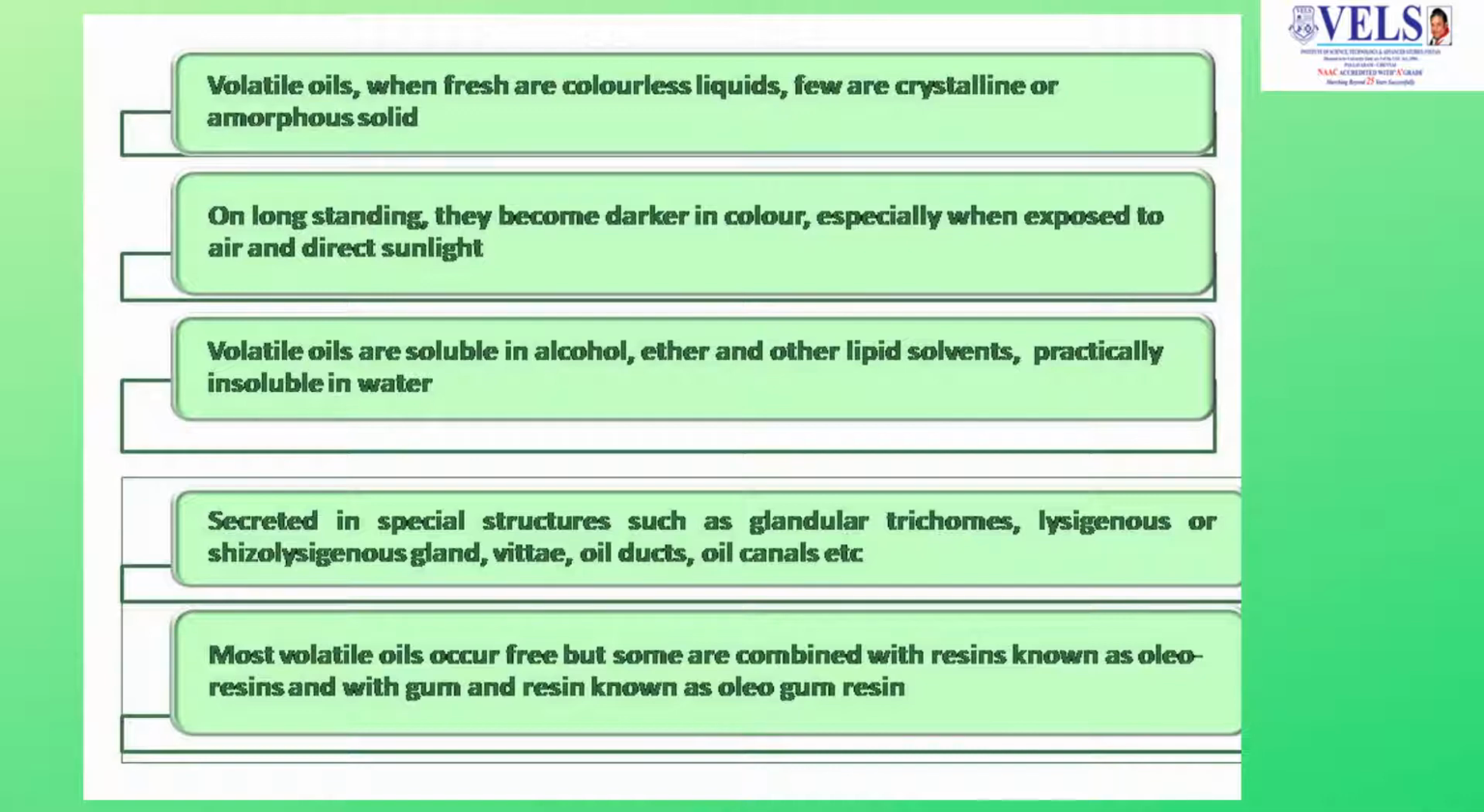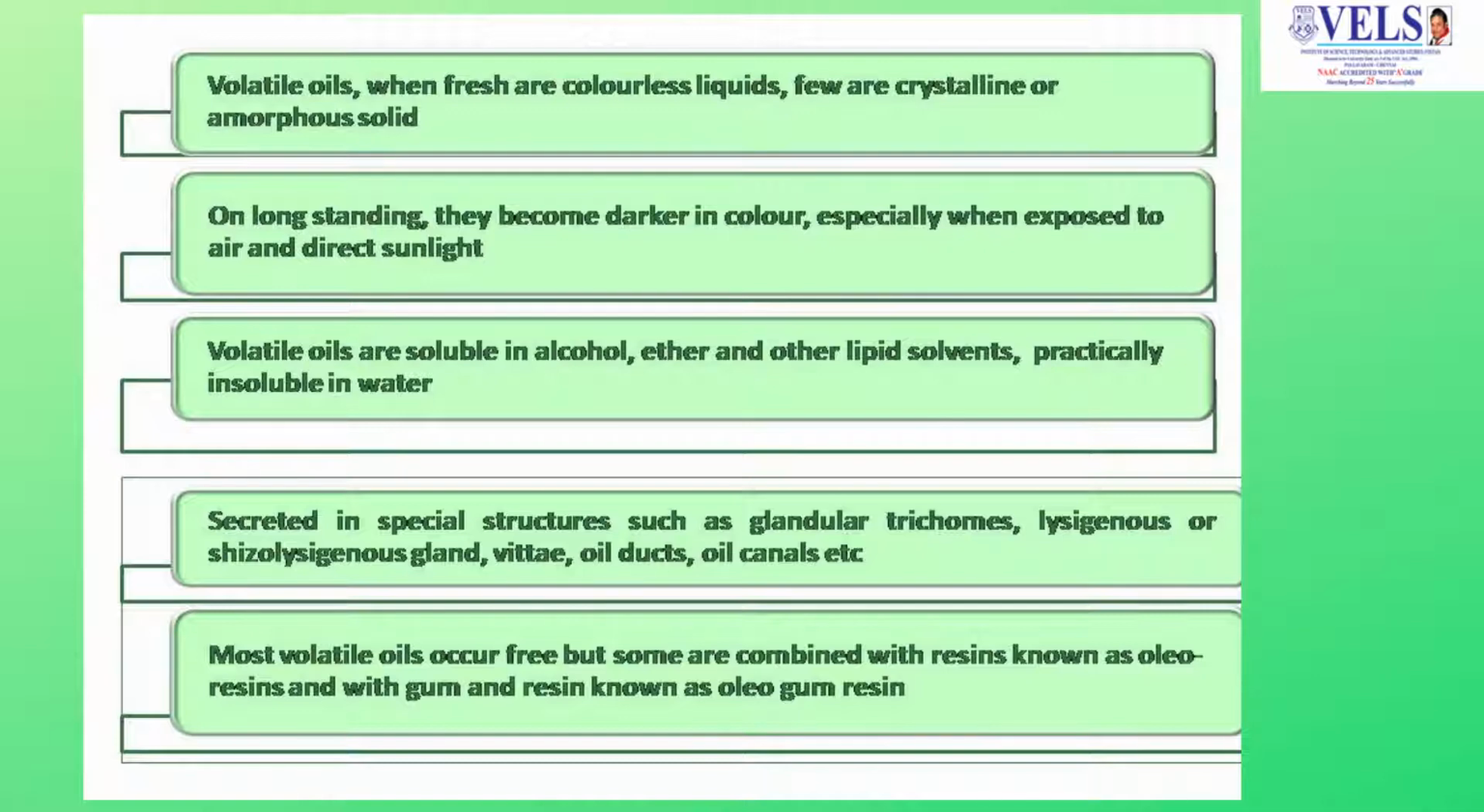Volatile oils are secreted in plants in specialized cells. For example, in mentha leaf, it is secreted in glandular trichomes, and in umbelliferous fruits like fennel and coriander it is secreted in specialized cells called vittae, and in cinchona bark it is stored in oil canals or oil ducts, and in some plants like eucalyptus leaves it will be secreted in lysigenous or schizolysigenous glands. Lysigenous means the formation of intercellular spaces because of the dissolution of cells.